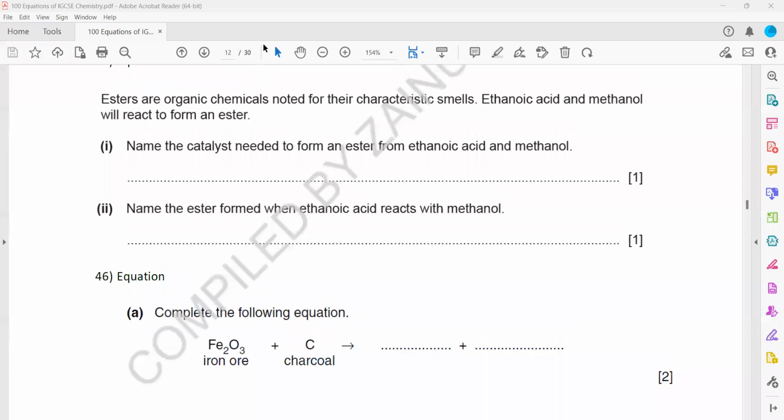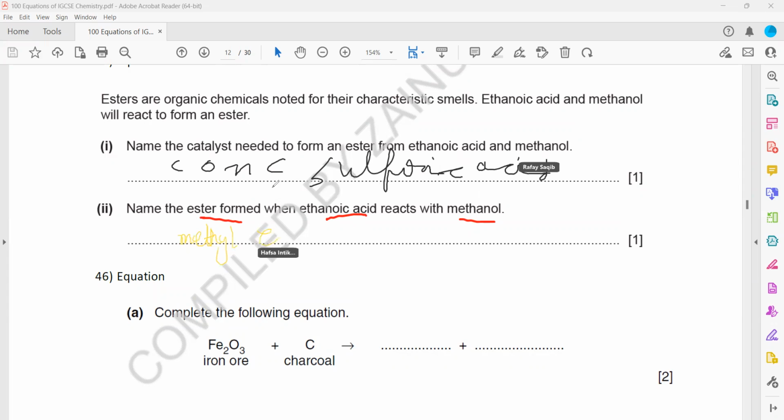Then, name a catalyst used for the formation of an ester. So we use concentrated sulfuric acid. And name the ester formed when ethanoic acid reacts with methanol. What is the name of the ester? It will be methyl ethanoate. And this is a reaction: complete the following reaction.